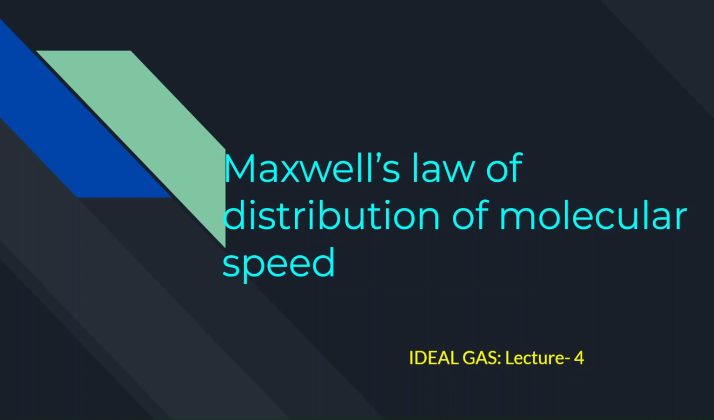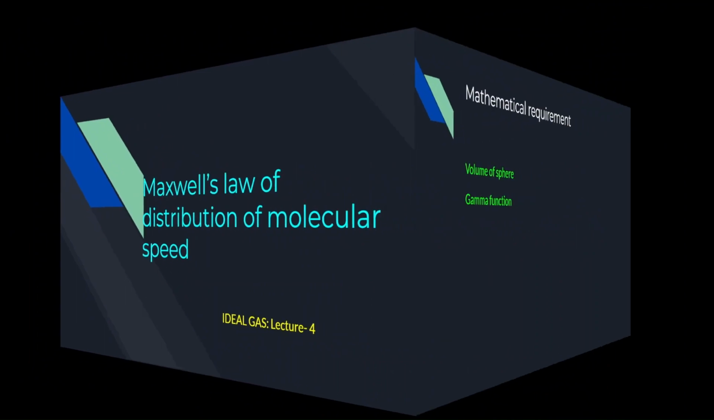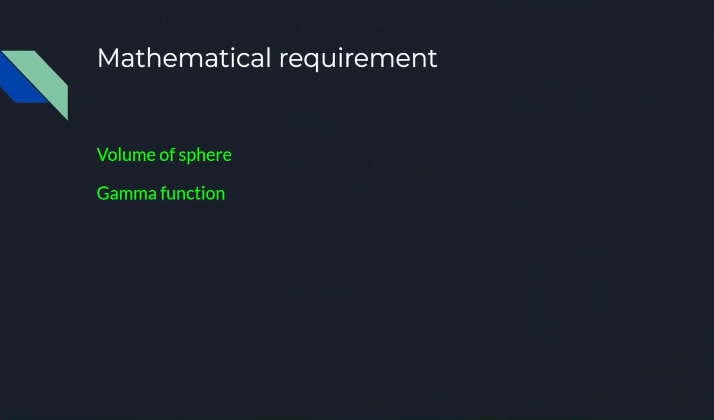In the previous lecture, we learned the Maxwell-Boltzmann distribution law and derived that law too. Before we start, a warning: if you are not very familiar with the volume of a sphere and the gamma function, then go and read this, because we'll need that very much. The previous lecture is also very important for this, but if you are already familiar with the Maxwell-Boltzmann law, then that is fine, go ahead.